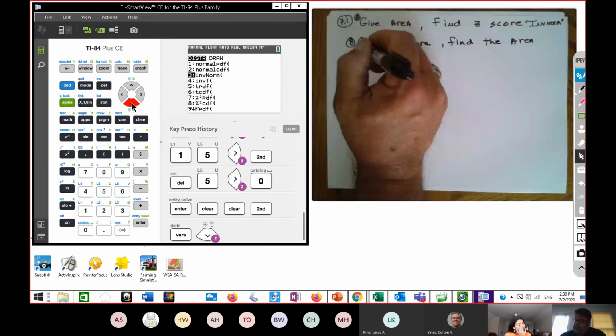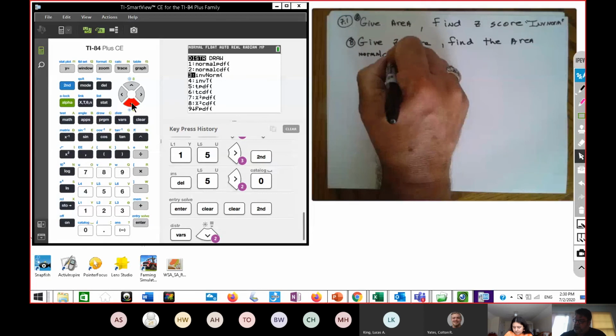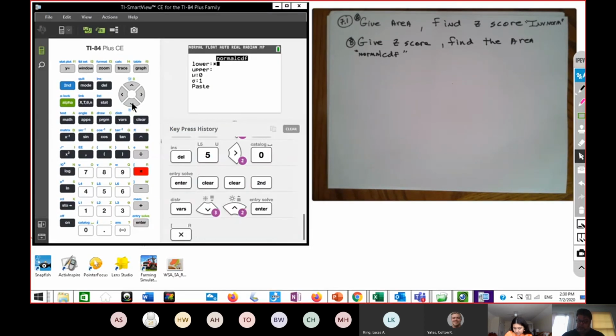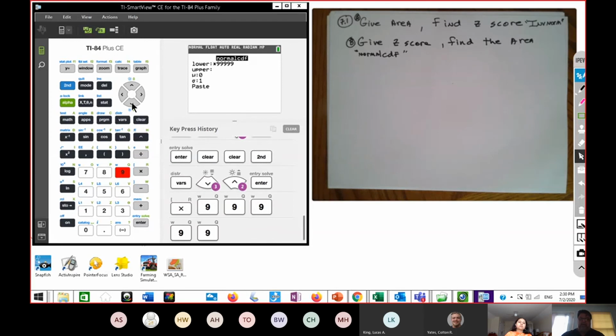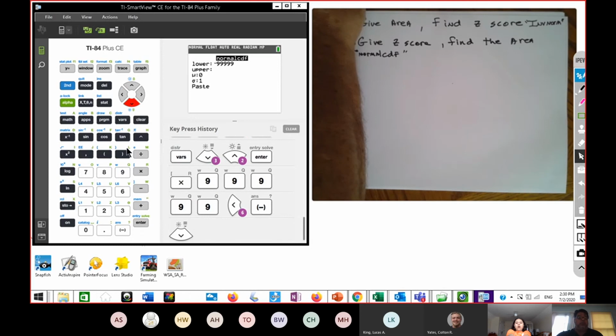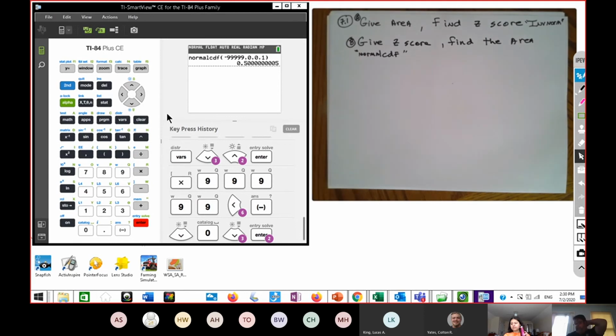Normal CDF, let me do that right quick and I'll tell you if it's right or not. Okay, lower is -99. I don't know why I keep using the keyboard. Don't ever use the keyboard on the computer. Negative there. And 0. And it should be 0.5. Yep. Okay, so it's normal CDF.